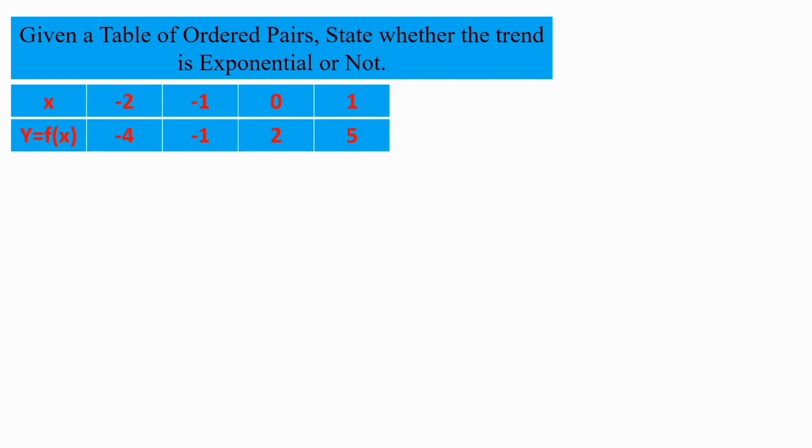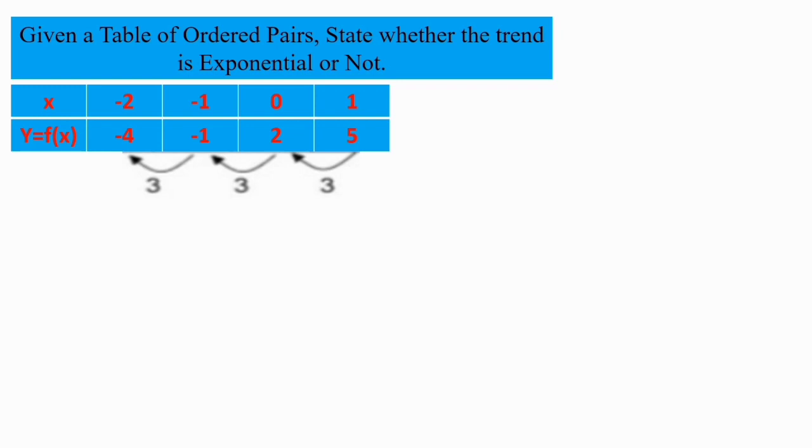So, paano natin malalaman this table of ordered pair is an exponential or not? First thing to do, kailangan mong i-identify yung difference nila dun sa baba, yung y mo or your f of x. So, difference ng negative 4 and negative 1 is 3.